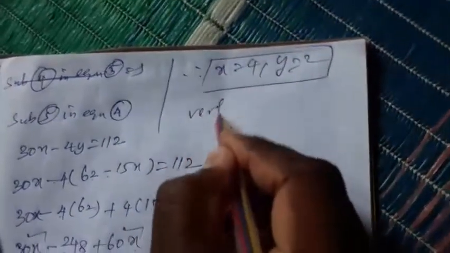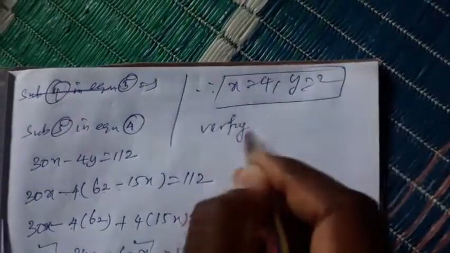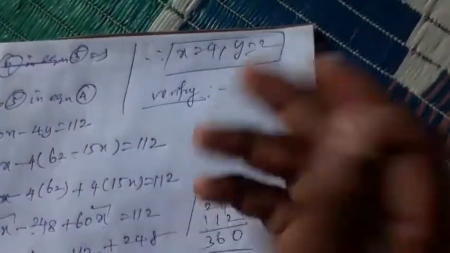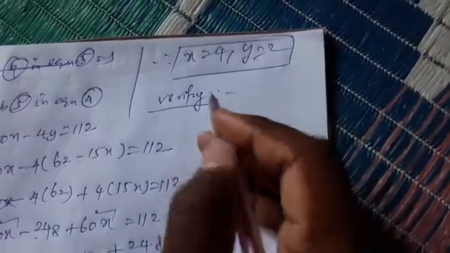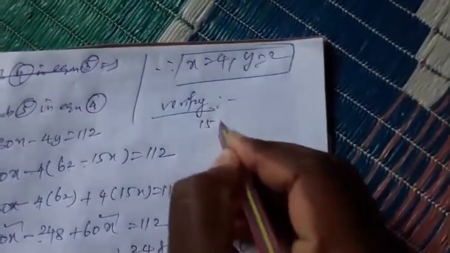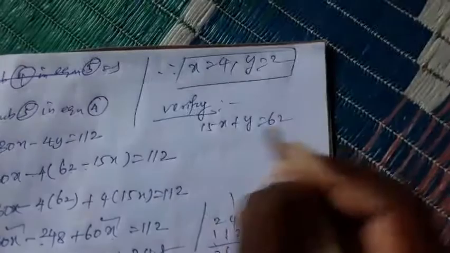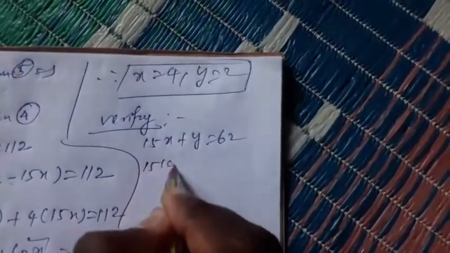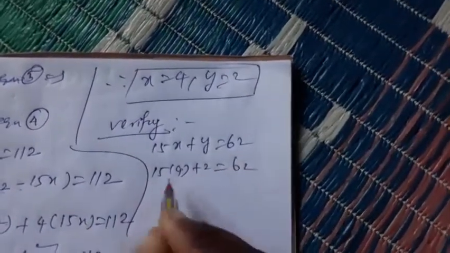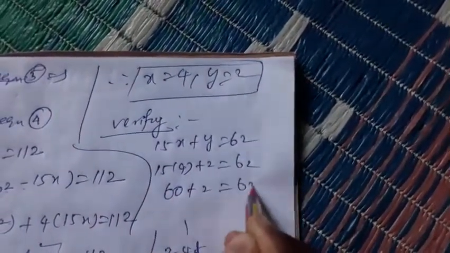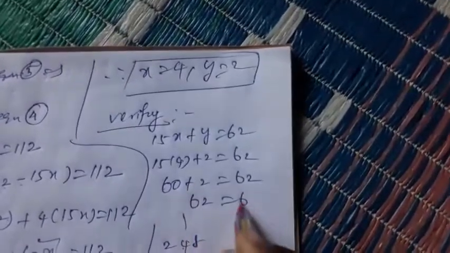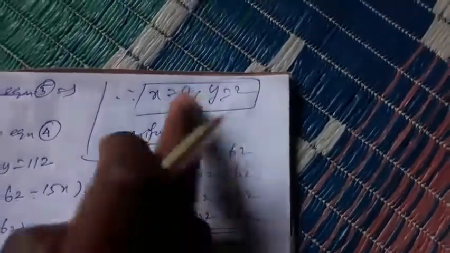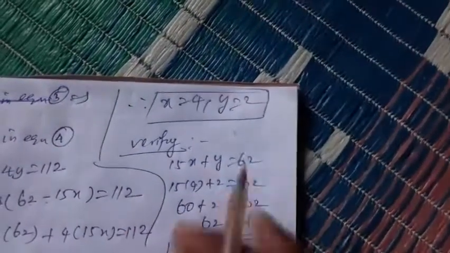Once verify. Take equation 3 or 4, any one. I'm taking equation 3: 15x plus y equal to 62. Substitute x and y values: 15 into 4 plus 2 equal to 62. 15 fours are 60, and 60 plus 2 is 62, equal to 62. Hence the left-hand side and right-hand side are equal. Therefore, we get the correct x and y values. Hence, solution over.